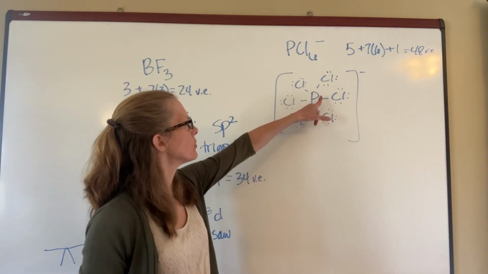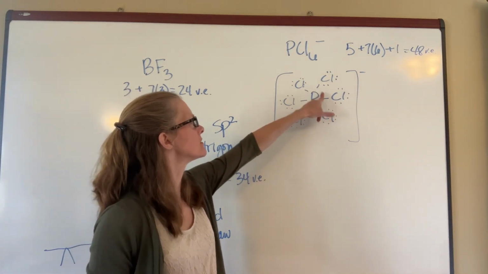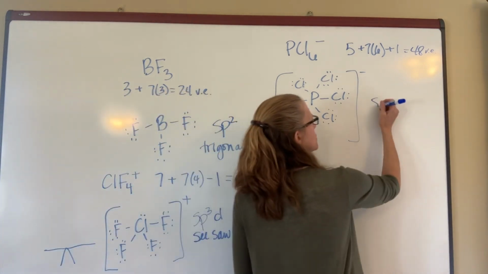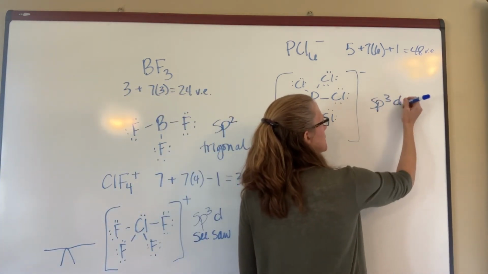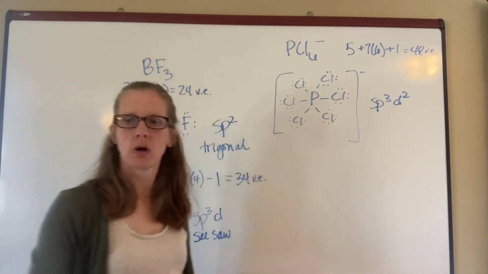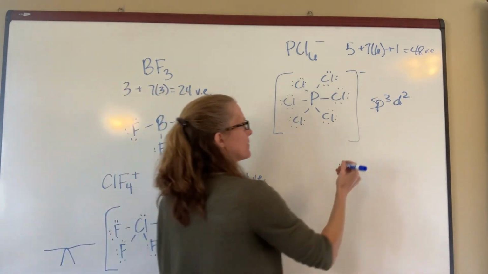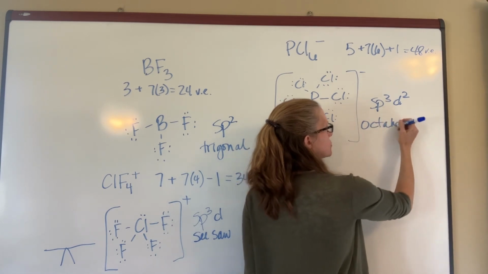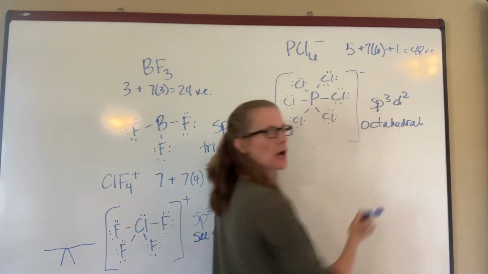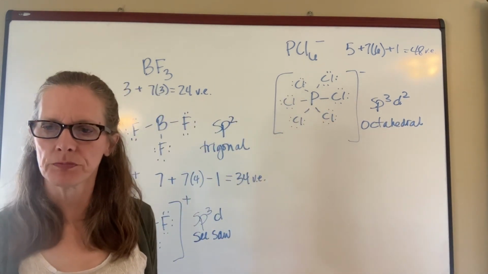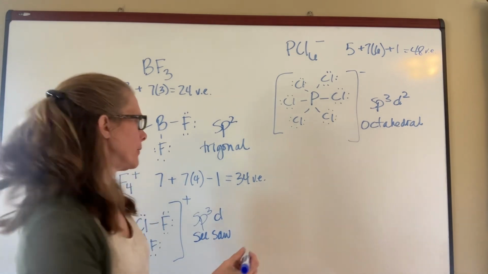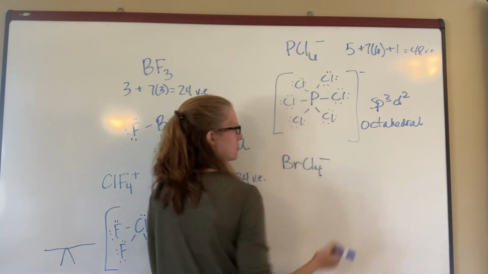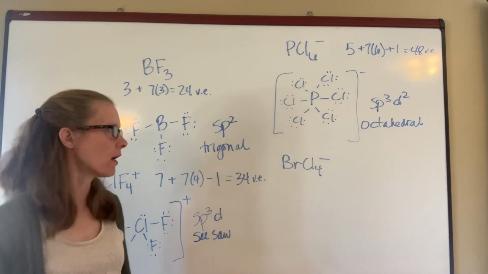The phosphorus has 6 items around it. And so that means that it's going to be sp3d2 hybridization. And I don't have any lone pairs taking the place of any of those. So this one is going to have an octahedral shape. Okay, last example. BrCl4 minus. Okay, another ion.